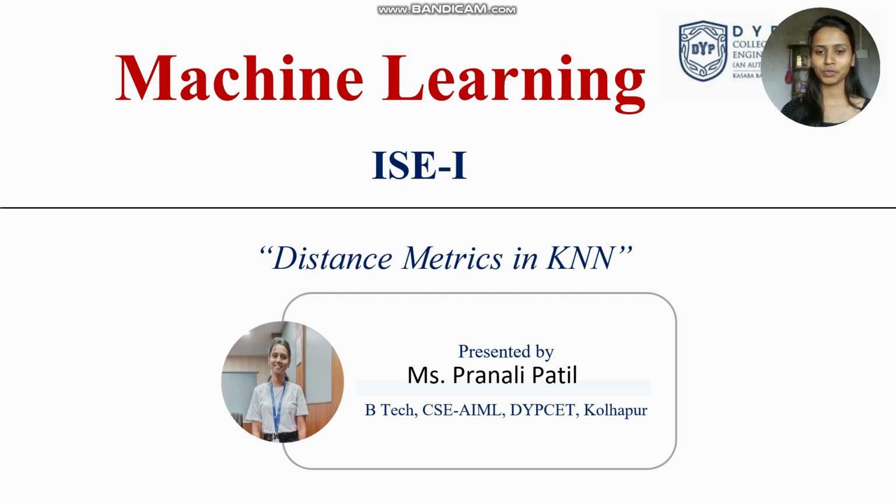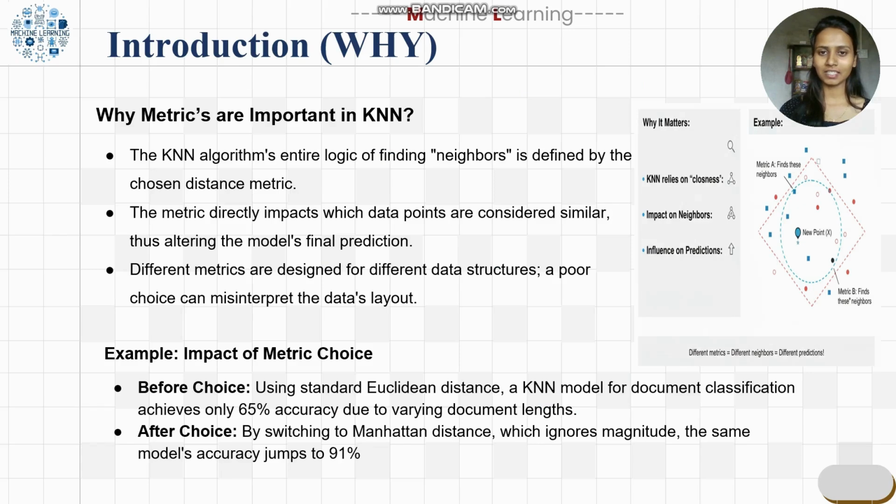Before moving to our core topic, let's see what KNN is. KNN is a machine learning algorithm which classifies a new data point based upon its similarity with the existing data points. For classification, it uses a majority vote, and for regression, it takes an average vote.